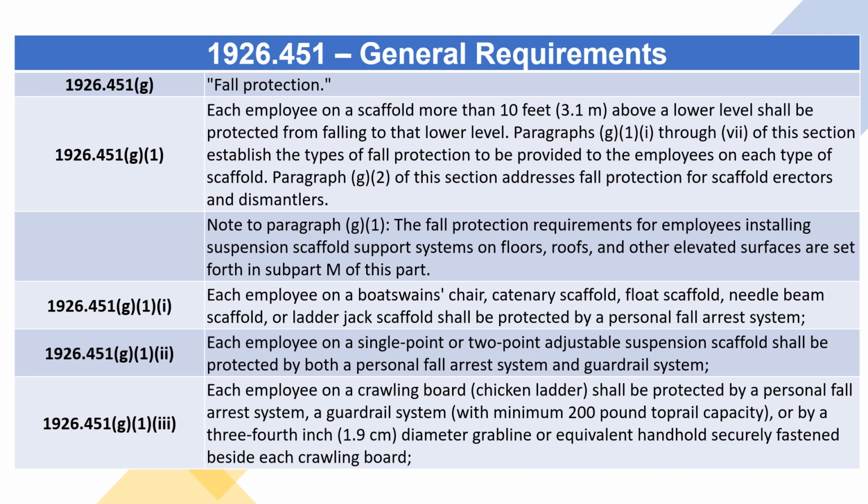Each employee on a single point or 2-point adjustable suspension scaffold shall be protected by both a personal fall arrest system and guardrail system. Each employee on a crawling board, chicken ladder, shall be protected by a personal fall arrest system, a guardrail system, with minimum 200-pound top rail capacity, or by a 3/4 inch, 1.9 centimeters diameter grab line or equivalent handhold securely fastened beside each crawling board.